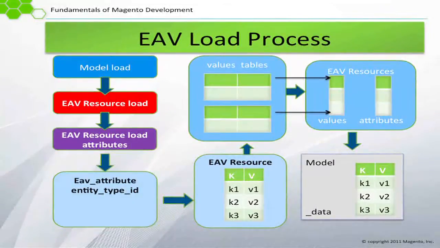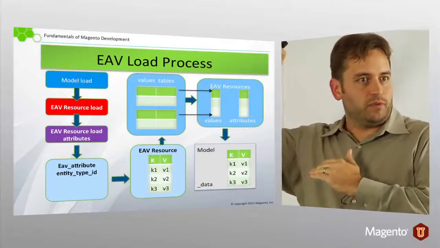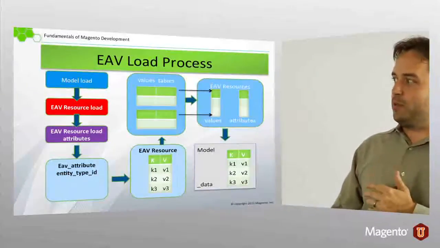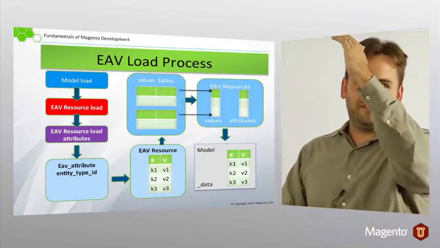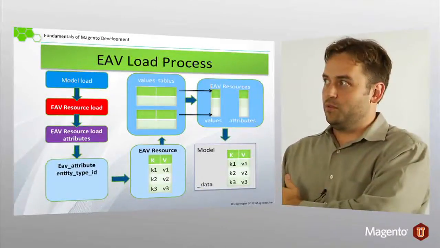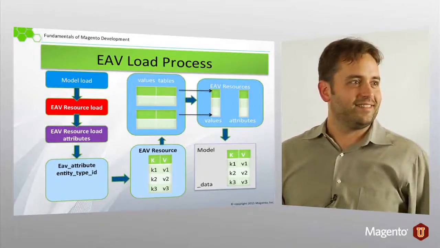EAV is a little more complex because we have to deal with all these different tables and all sorts of different scopes. So model load loads the EAV resource model, and then the EAV resource model has to load all the attributes to get access to the attribute source models. And then we go into each of the tables, so we have all these different tables, all these different sets of results. But the nice thing is, once the data is pressed back onto the model, it's nice and flat.